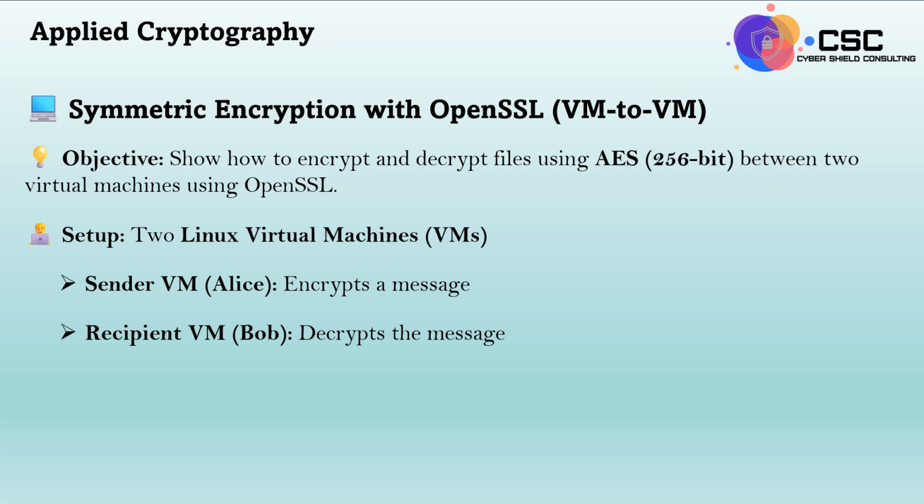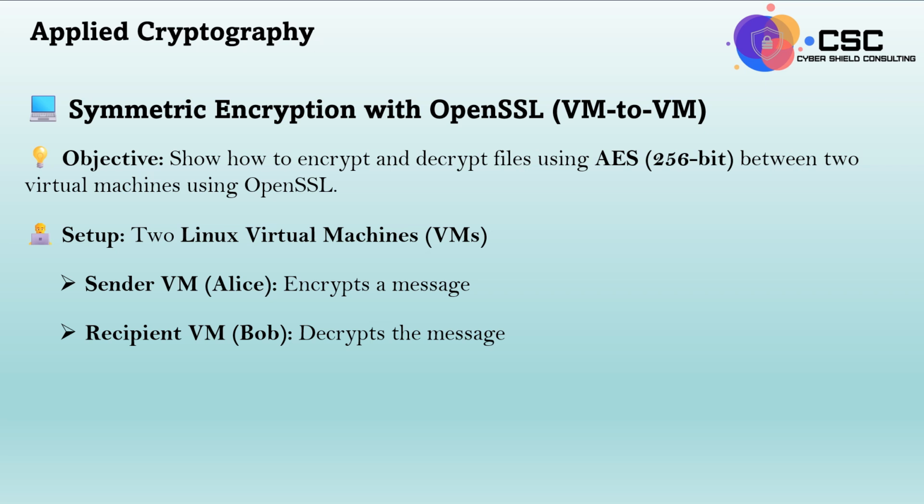The recipient VM, which represents Bob, will receive and decrypt the message using the same encryption key. This setup mirrors how secure communication protocols work in real-world applications such as secure file transfer, encrypted messaging, and virtual private networks. By the end of this demonstration, you will understand how symmetric encryption works in practice, how OpenSSL helps in implementing strong encryption, and why key management is critical in secure communications.